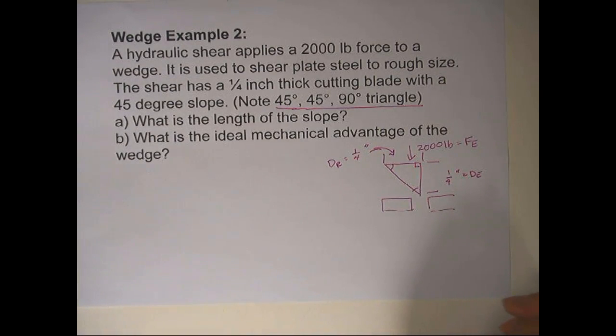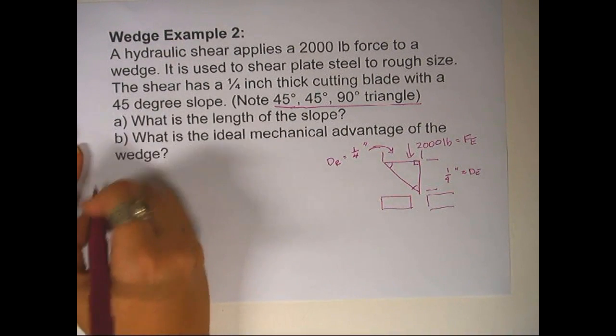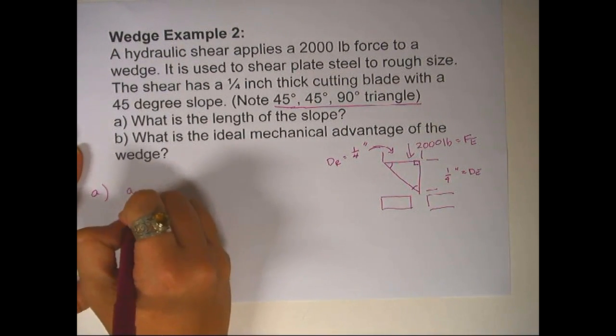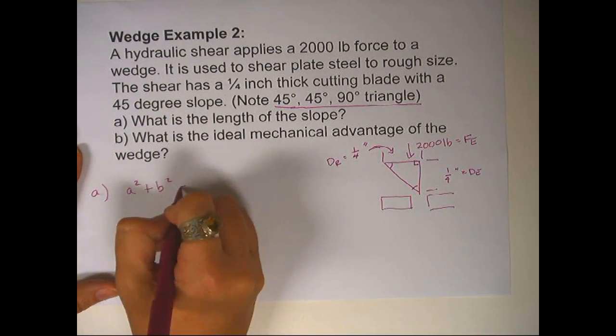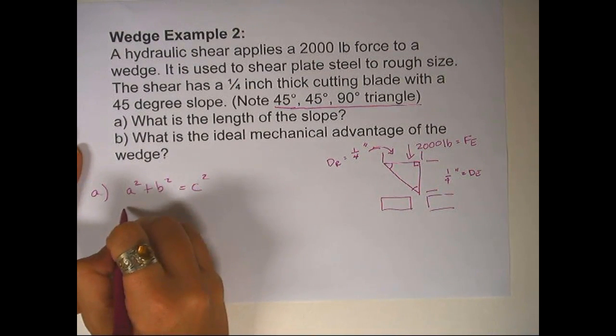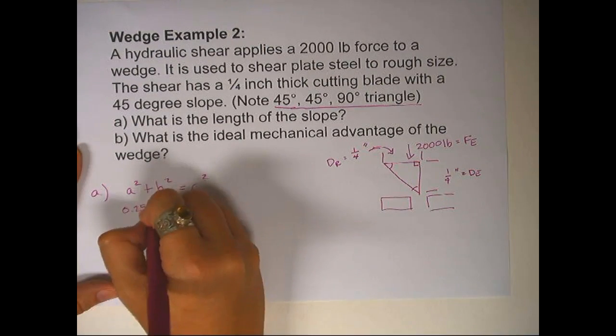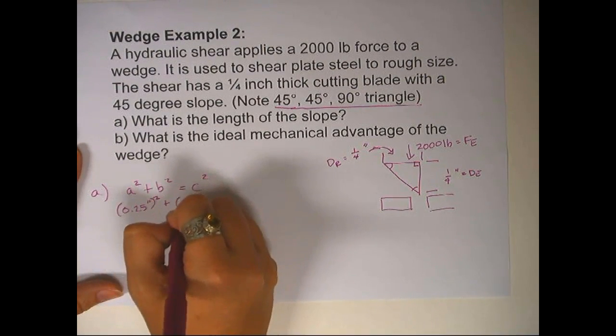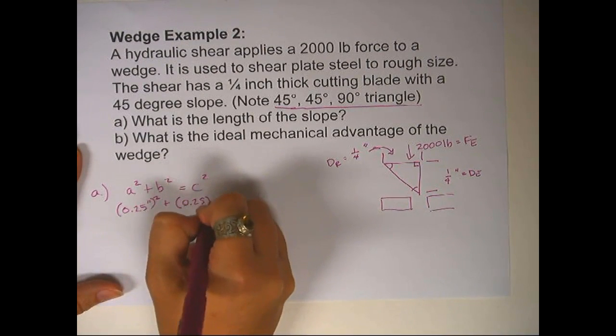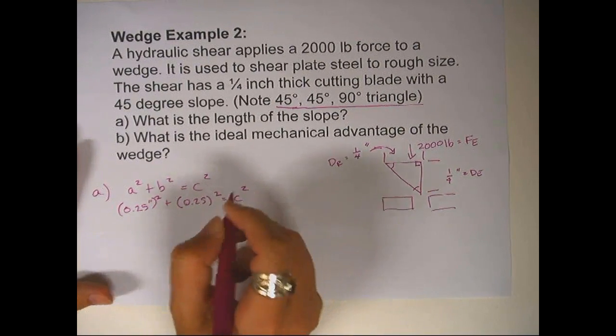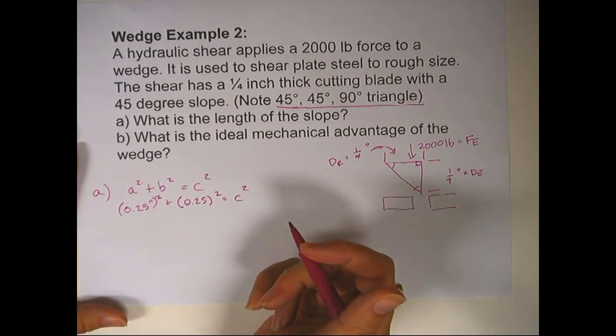Well, you can either use your Pythagorean theorem, or if you happen to remember your 45, 45, 90 triangles, you could totally do it that way. I'm going to go ahead and do it with my Pythagorean theorem. So I have 0.25, because 1/4 inch is 0.25, squared, plus 0.25 squared equals c squared.